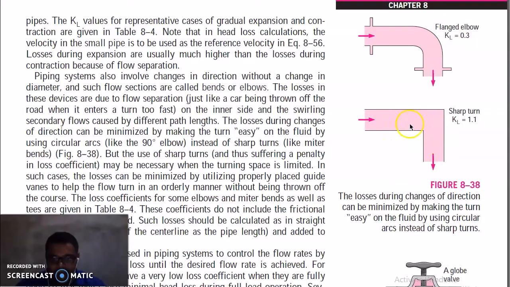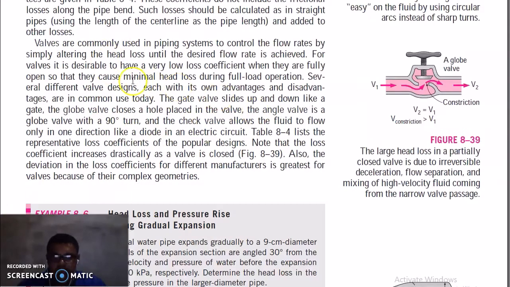Piping systems also involve changes in direction. In the case of a sharp turn, the loss factor is 1.1. But instead of this sharp turn, if you use an elbow, the loss factor will decrease to 0.3. This is just like a car thrown off the road when it enters a turn too fast, on the inner side, and the swirling secondary flow caused by different path lengths creates losses. Valves are commonly used in piping systems to control flow rates by simply altering the head loss until the desired flow rate is achieved. For a valve, it is desirable to have a very low coefficient when fully open so that it causes minimal head loss during full load operation.